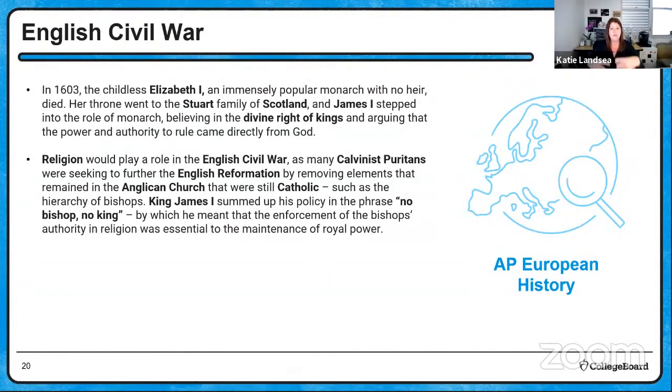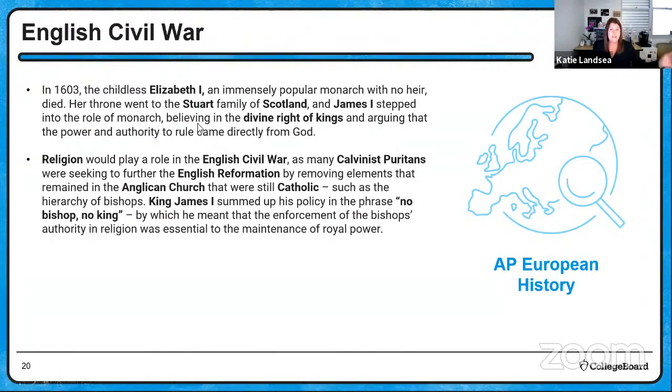In 1603, the Tudor family with Elizabeth I, the much loved Queen of England, dies without a child. She's incredibly popular, but she has no heir. So the throne is going to shift from the Tudor family to the Stuart family of Scotland. And King James I will step into the role of monarch. He is the son of Mary, Queen of Scots, that I'm sure you probably remember from earlier in the course.